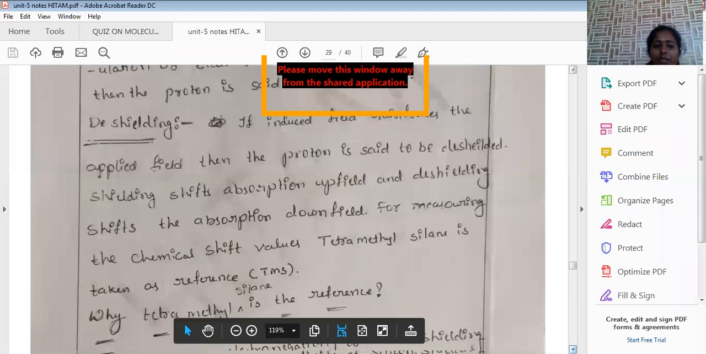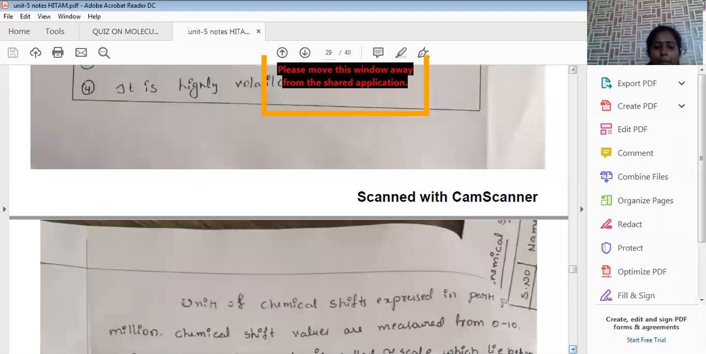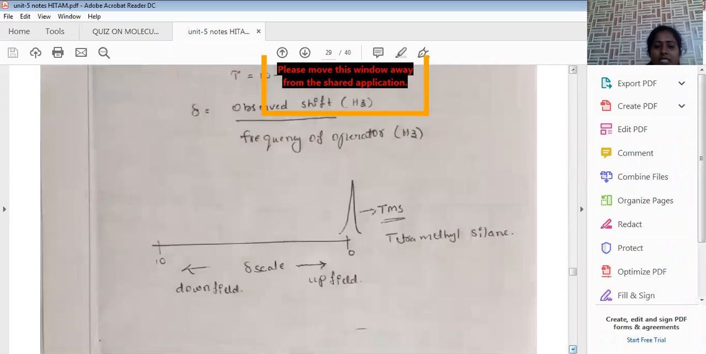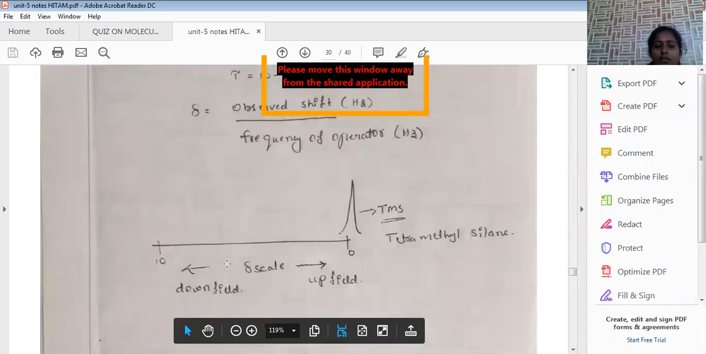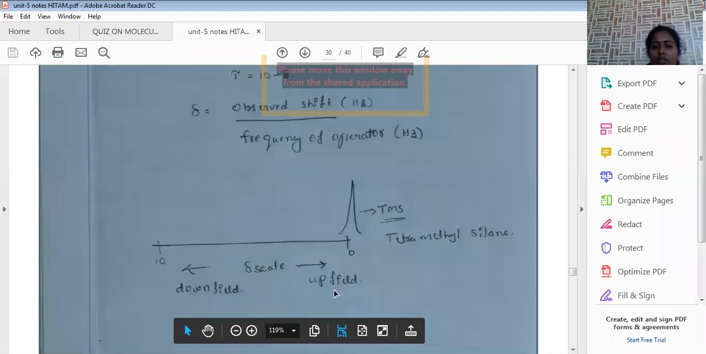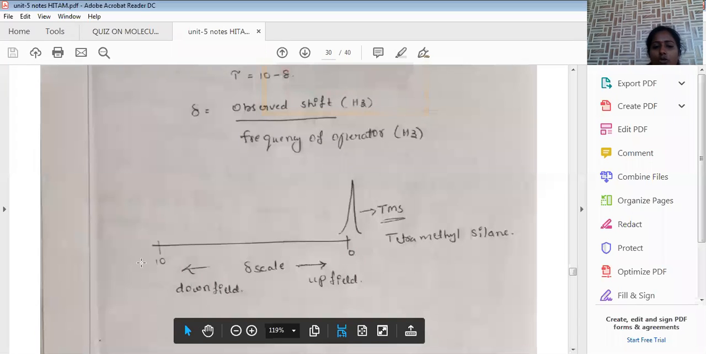So the graph is represented as follows. This is a graph for NMR spectroscopy. Here this scale is denoted with the delta scale. The NMR spectrum is given on the delta scale. Values of delta range from 0 to 10, starting from 0 and ending at 10, and all are measured in ppm values. ppm stands for parts per million.